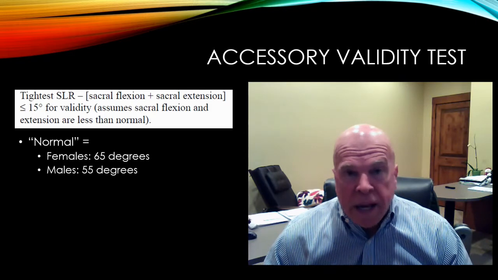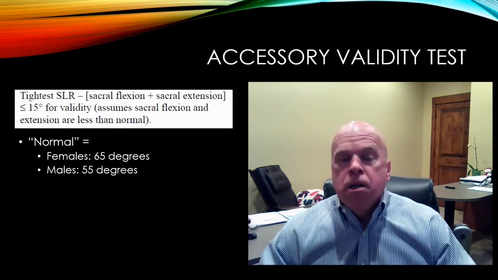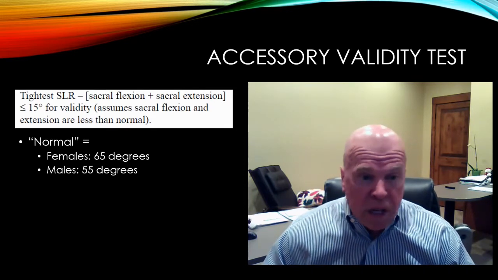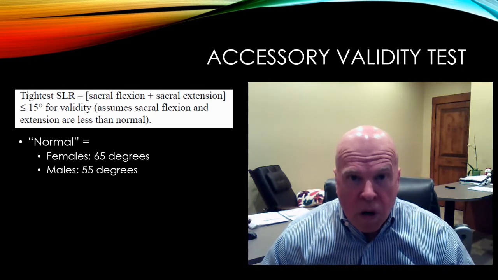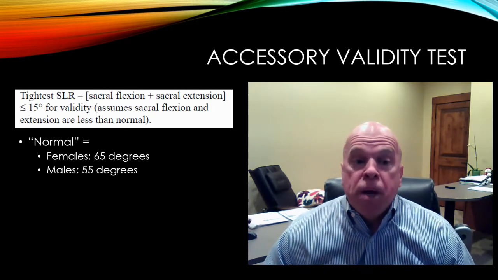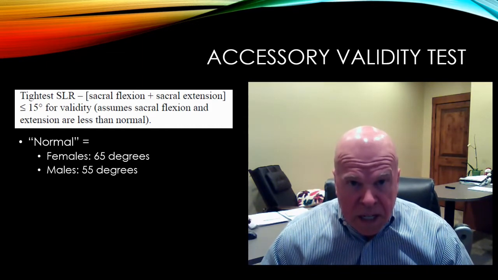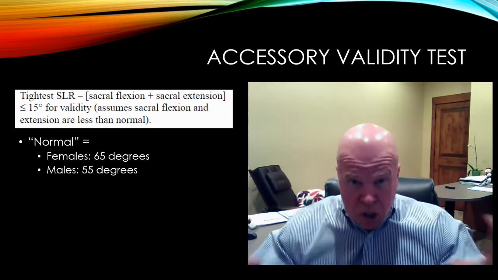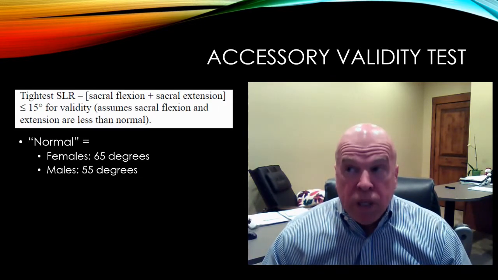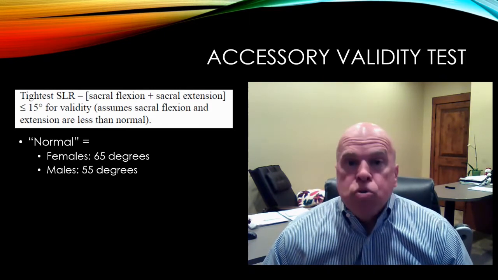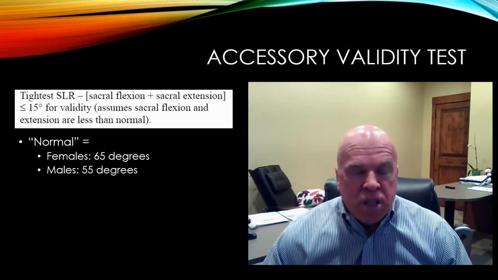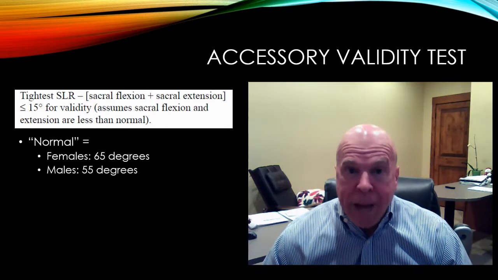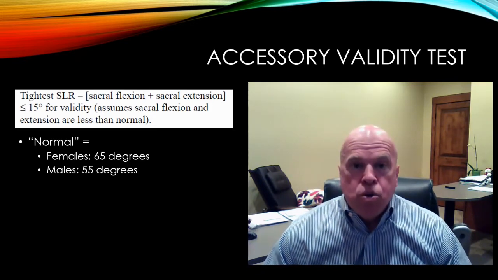So we take the tightest straight leg raise angle, and from that we subtract the sum of the sacral flexion and sacral extension angles. And that difference should be less than or equal to 15 degrees in order for the assessment to be considered a valid assessment. Now, the AMA guides warn us that this accessory validity test does not apply to every single person in the population. It only applies to examinees who have a sum of the sacral flexion and extension angles below what the AMA guides describe as normal values for these measurements. For normal, they describe 65 degrees of total sacral motion to be normal for women and 55 degrees to be normal for males. So let's see how this computes into an actual example.